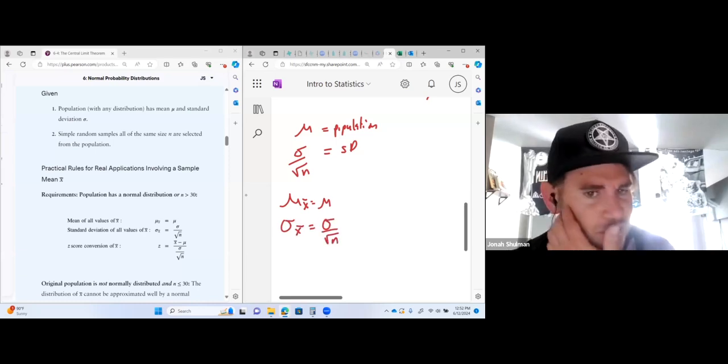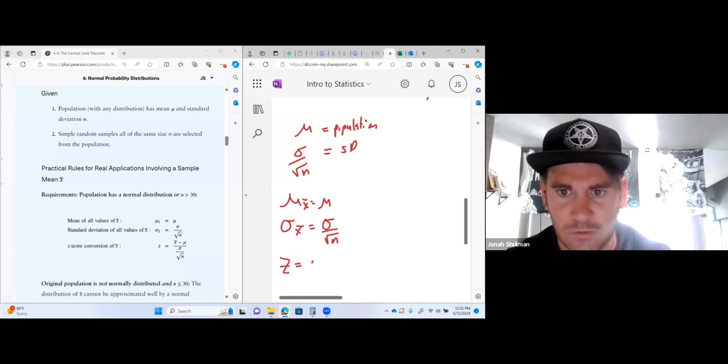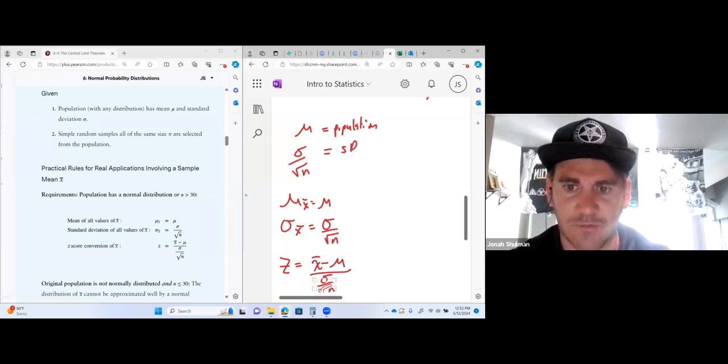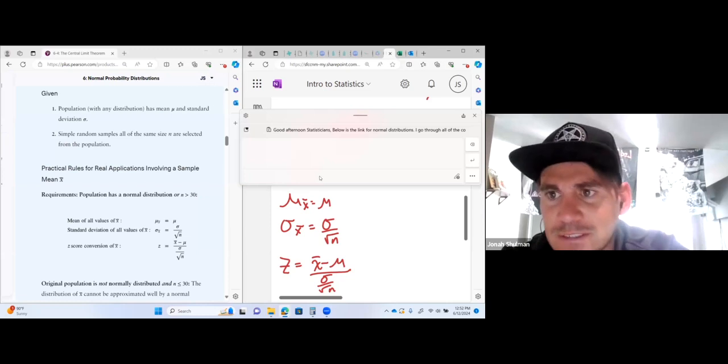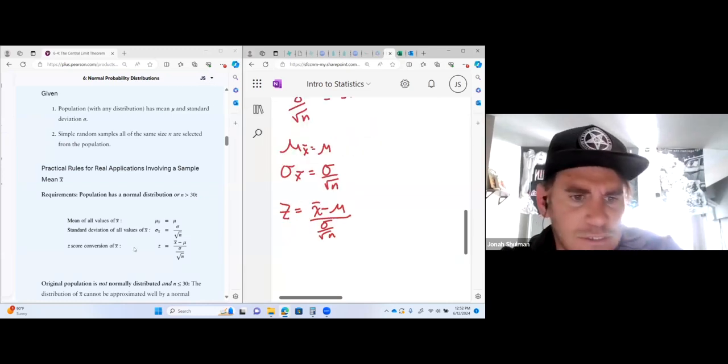The standard deviation has got to be divided by the square root of n, and then our z-score conversion will be basically the same thing. But what are we doing here? We have to divide by the square root of n every time. That's the only addition to these.